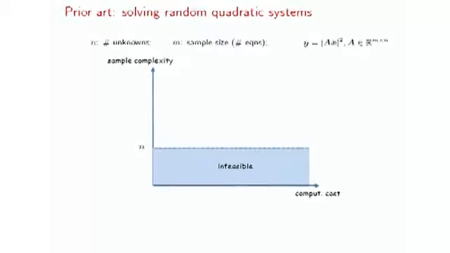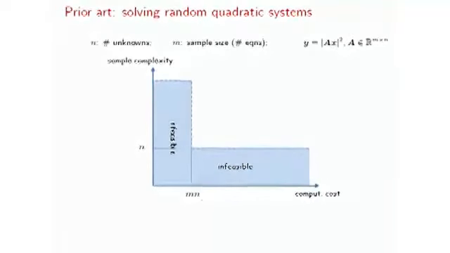Since we are going to recover n different unknown variables, the sample complexity is naturally lower bounded by n. On the other hand, even reading all the constraints, basically reading the matrix capital A, already takes time m times n, so this is a lower bound for computational complexity. And now we can see where those prior algorithms lie on this diagram.